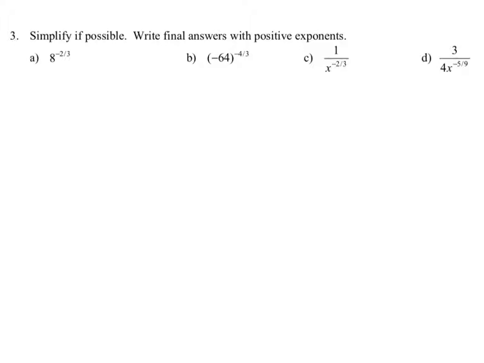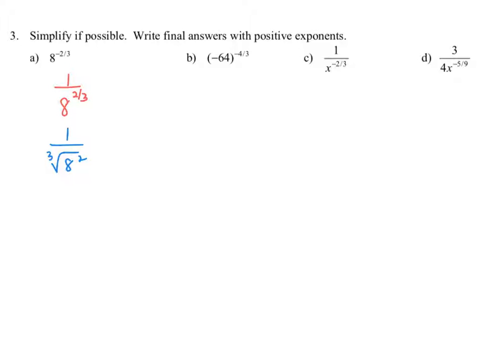Let's simplify if possible and write our final answers with positive exponents. Let's begin by writing 8 to the negative 2/3 using a positive exponent by moving it to the denominator, where we'll keep 1 in the numerator and 8 to the 2/3 in the denominator. We can simplify the denominator and write this as 1 over the cubed root of 8 to the second power.